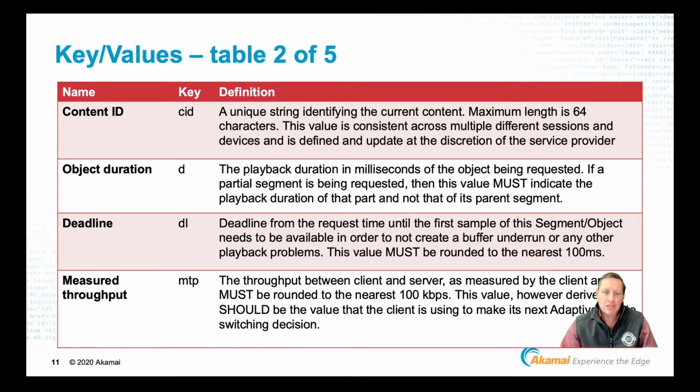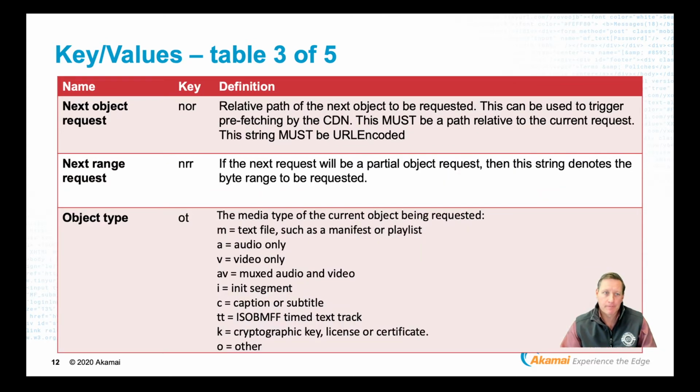Measured throughput is the throughput that the client is estimating. Now on the server side, we can try to estimate the pipe size or the throughput we have, the bandwidth we have between the server and the client, but it's very useful for the player to actually tell us what it's measuring, because many times what we estimate and what the player is estimating are very different values.